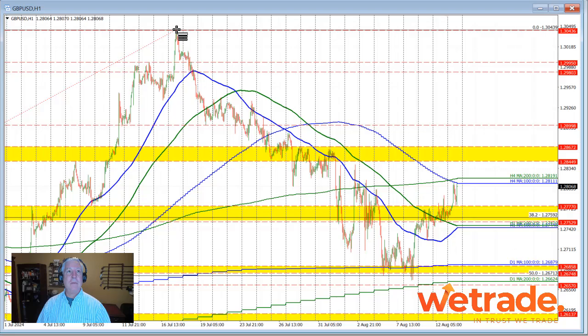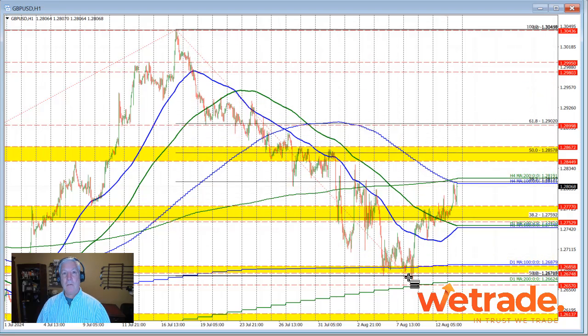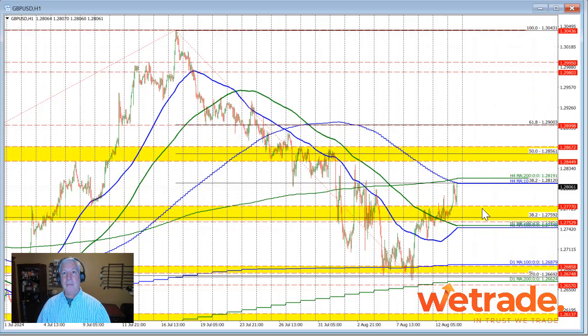If I put a Fibonacci retracement from this high to this low right here, the 38.2% retracement, oh, look at that, happens to be right near the 100 bar moving average. So not only do we have resistance against the 38.2% retracement, but we also have resistance against the 100 bar moving average on the 4-hour chart, coming in at the same level. So that increases that level's importance.